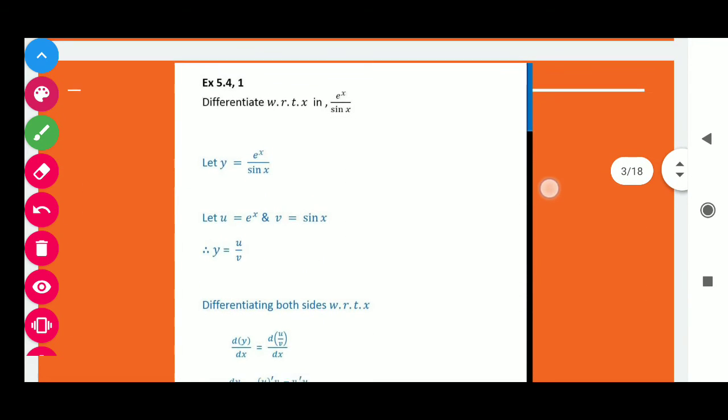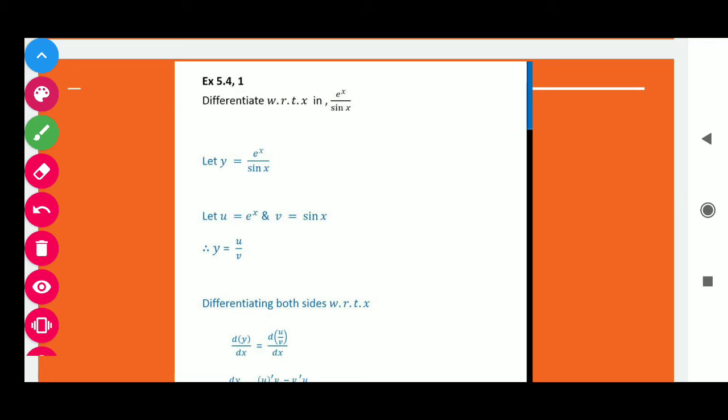let's start the questions of exercise 5.4 that is based on exponential, and we are using quotient rule, product rule according to their requirement. So students, let's start with question number 1. Differentiate with respect to x e raised to power x divided by sin x. Here e raised to power x is the exponential function.